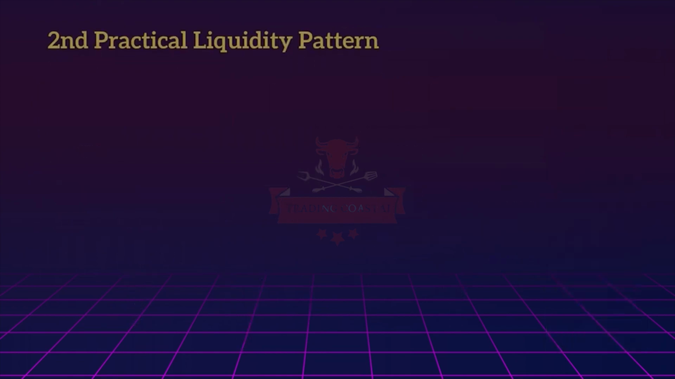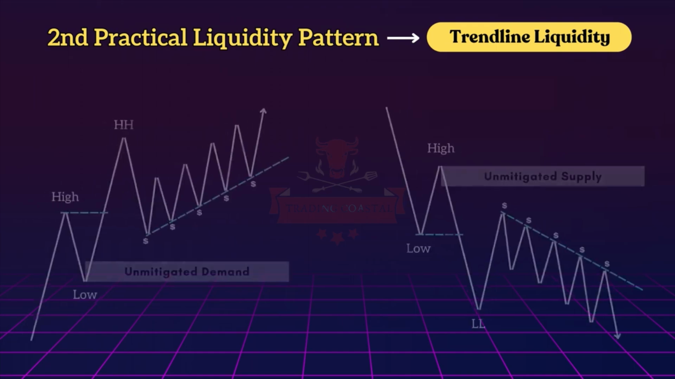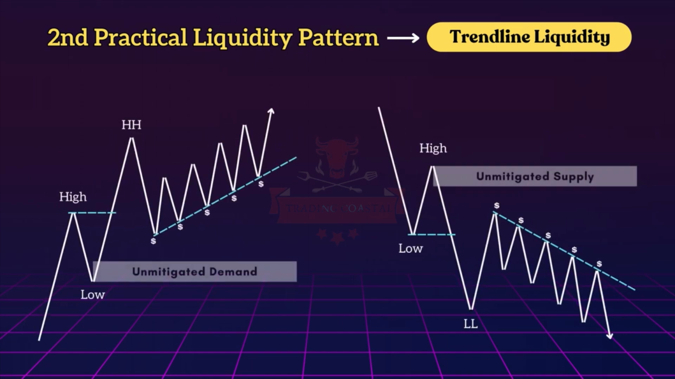Now let's move on to the second practical liquidity pattern that we should consistently look for in the market, trendline liquidity. Let's start with the bullish scenario. Consider a structure like the one illustrated on the left side. We can see that the price formed the bullish BOS to the upside, leaving a great inefficiency behind.